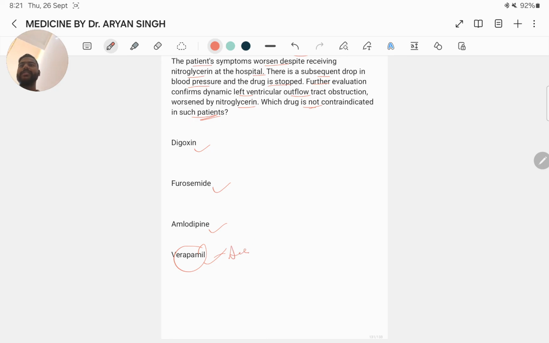Propranolol is the drug of choice in managing patients with HCM. Verapamil is also a calcium channel blocker that can be used as an alternative to propranolol, particularly in patients who cannot tolerate beta blockers due to conditions like asthma or COPD.